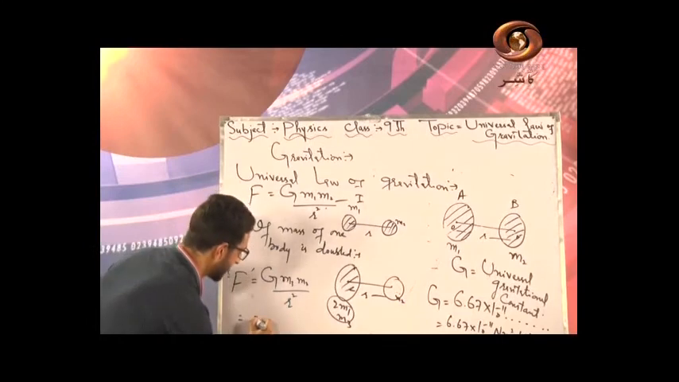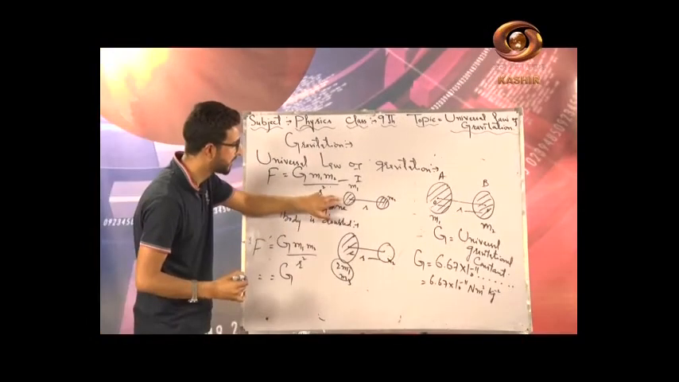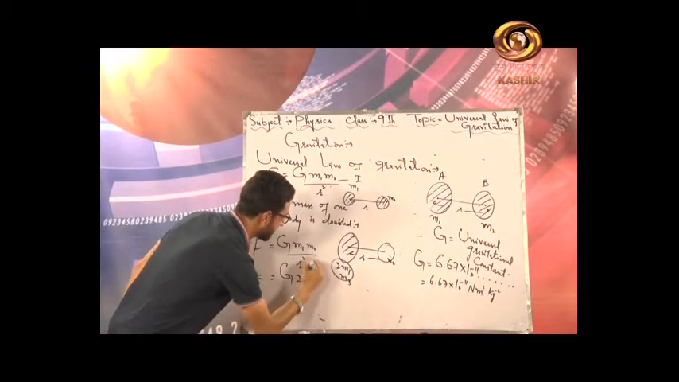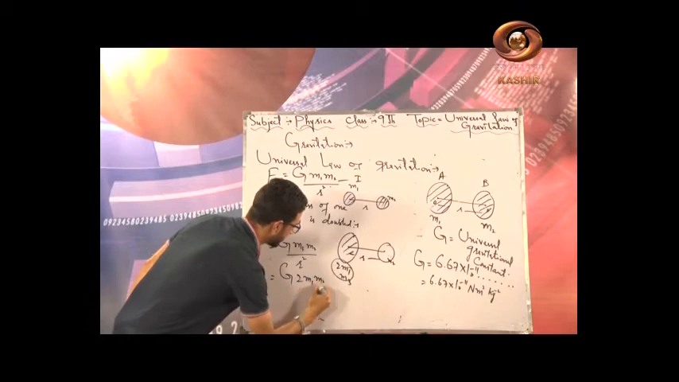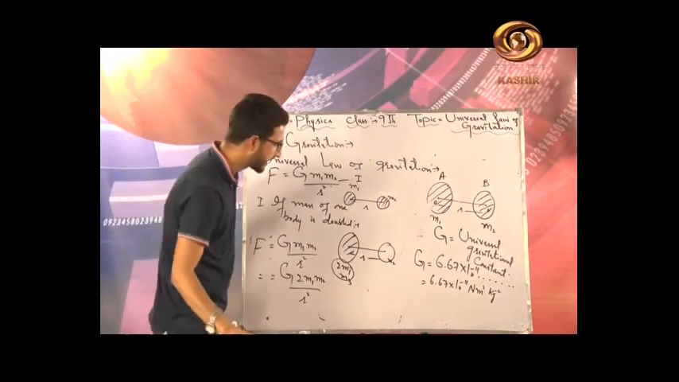So let me write it here. So this is G. Now the mass of this body is doubled. This is twice m1. So let me write it twice m1. This is m2 divided by r square. ठीक है ना? So let me write it here.